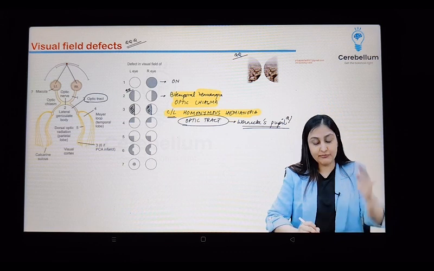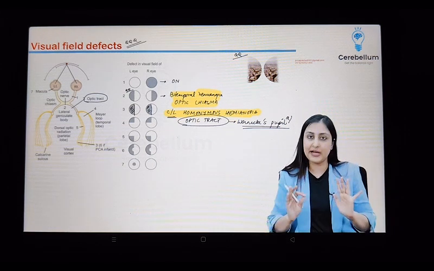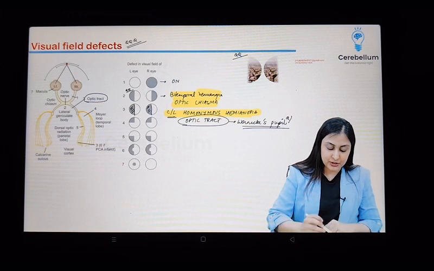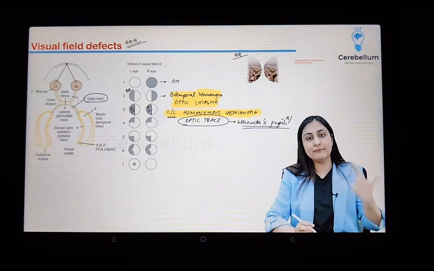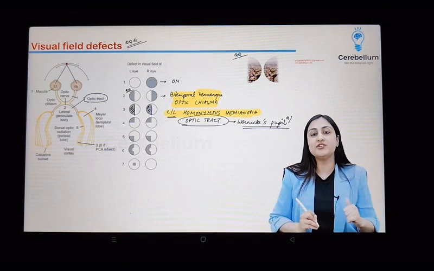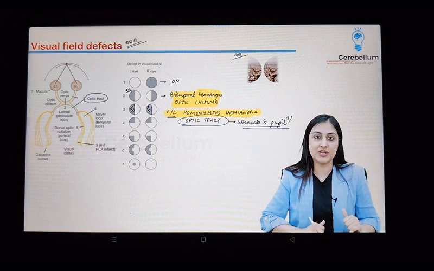Okay, then we go on to the optic radiation. So in optic radiation, if both the loops are involved, you're going to get the same kind of hemianopia. But if I have specific loops, so there are two loops, Meyer's loop and Baum's loop, then you have quadrantanopia. You have half of the quadrants which get involved.